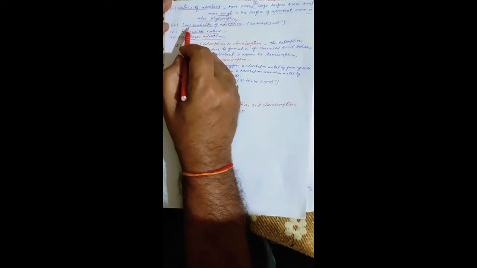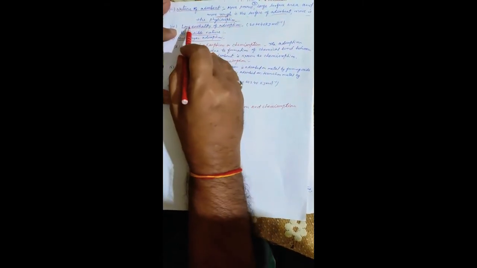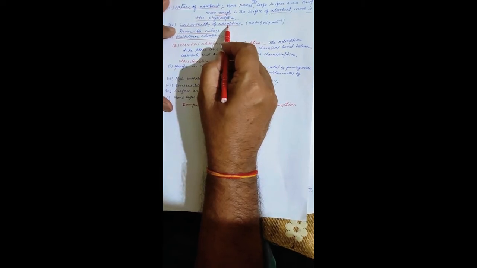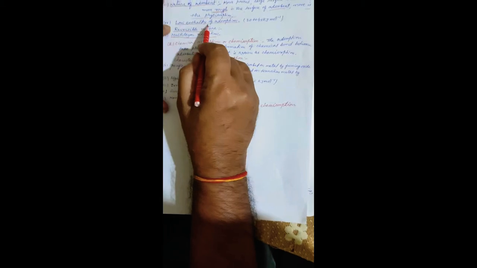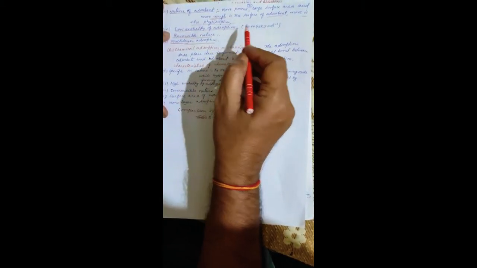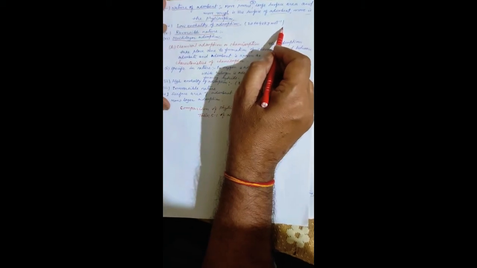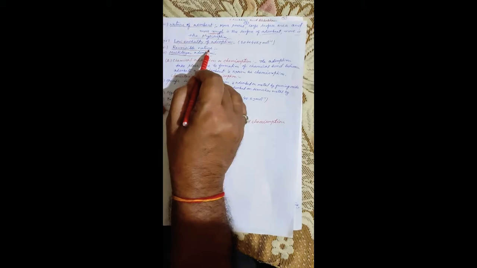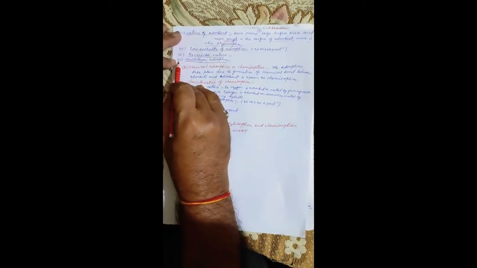Now the fourth point is low enthalpy of adsorption. Already you know the interaction in case of physisorption is the weak van der Waals force of attraction. So it has low enthalpy of adsorption, that is 20 to 40 kilojoule per mole. The next point is reversible in nature. Physisorption is reversible in nature.